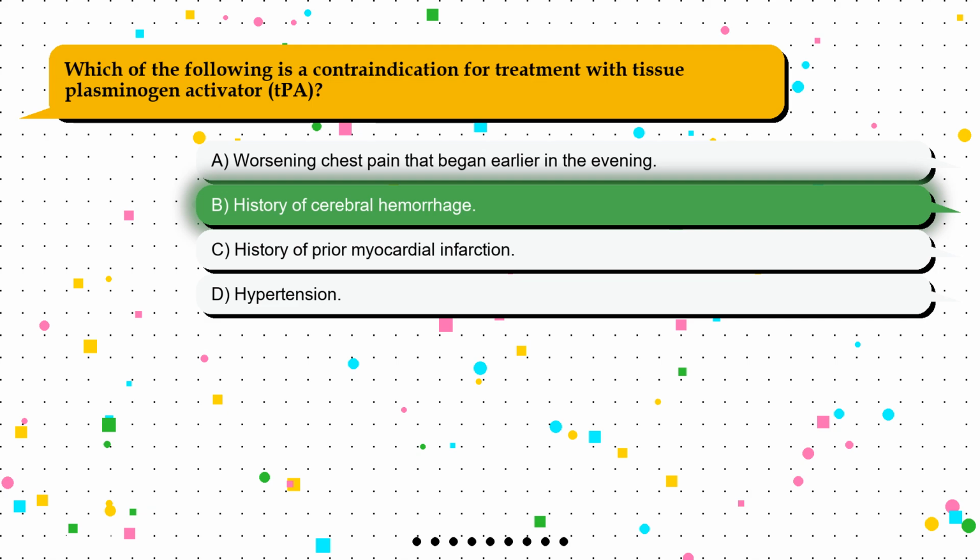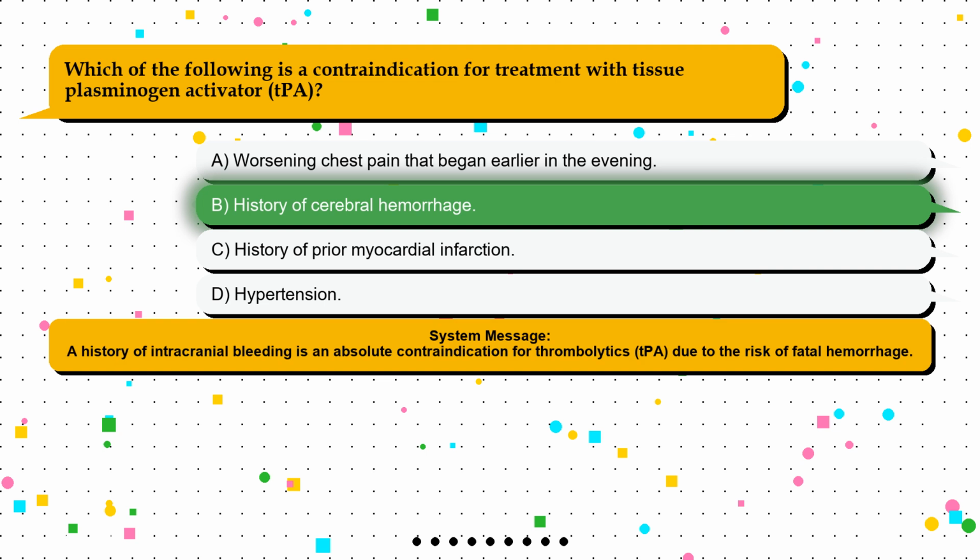The correct answer is option B. History of cerebral hemorrhage. A history of intracranial bleeding is an absolute contraindication for thrombolytics, TPA, due to the risk of fatal hemorrhage.